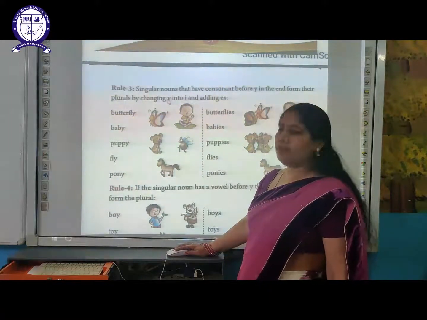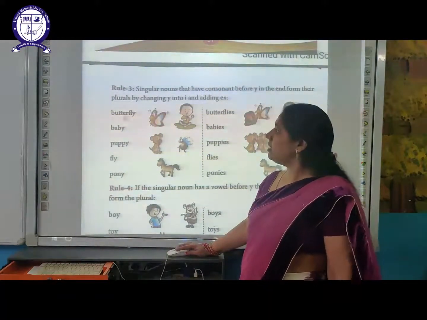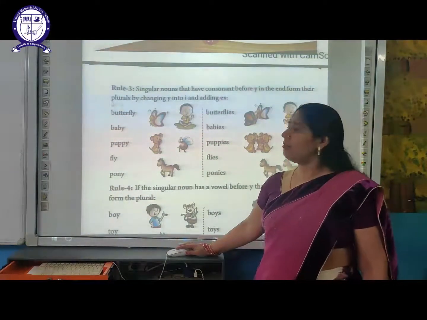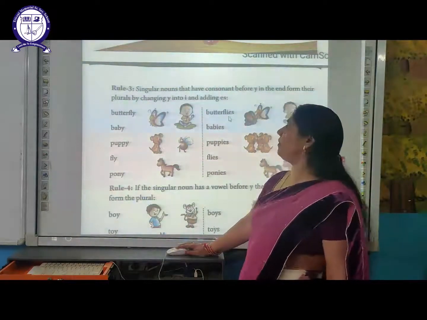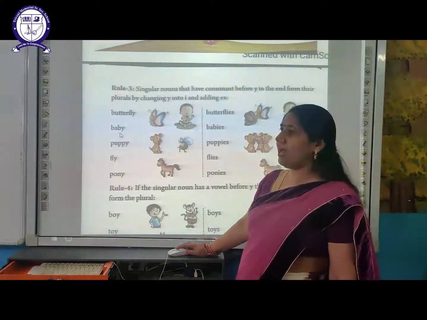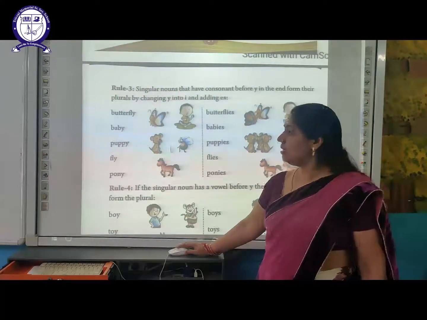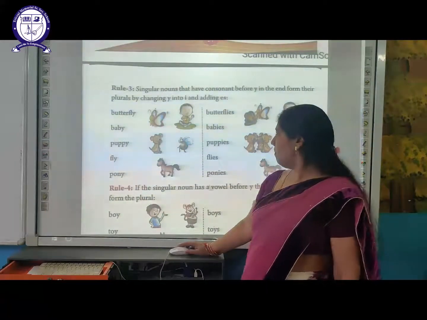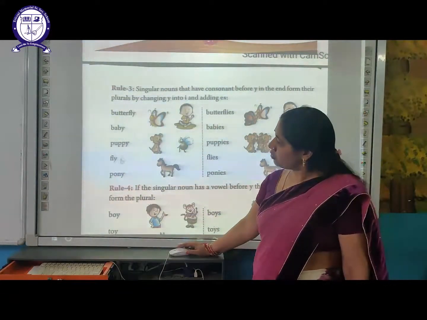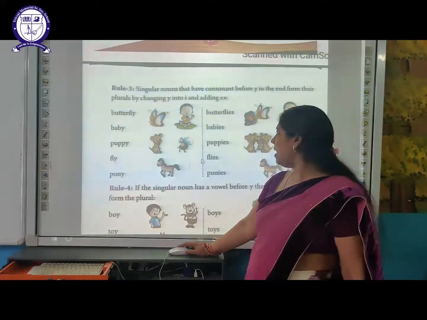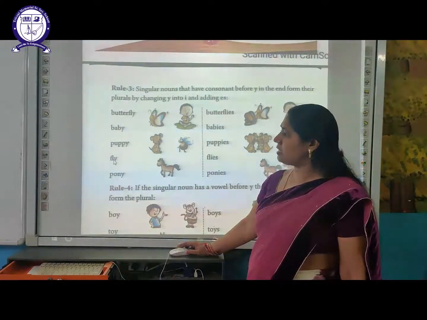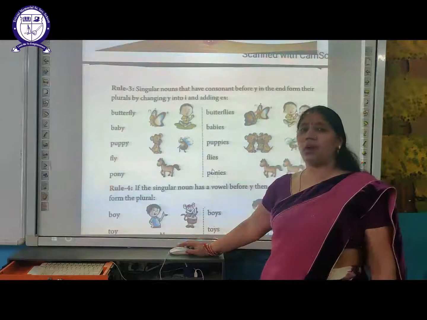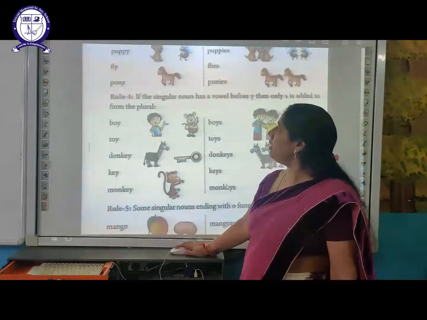Firstly, drop y and add ies. Butterfly: drop y and add ies. One butterfly and more than one, butterflies. One baby, more than one, babies. One puppy, more than one, puppies. One fly, more than one, flies. Students, look here. Drop y and add ies. Pony, ponies. Come to rule number 4.